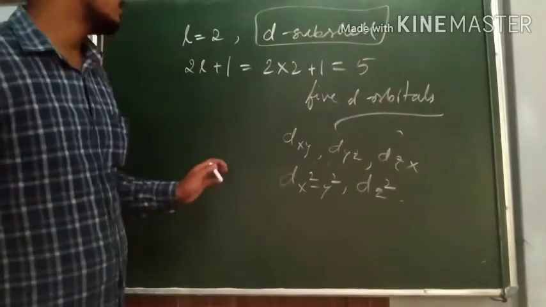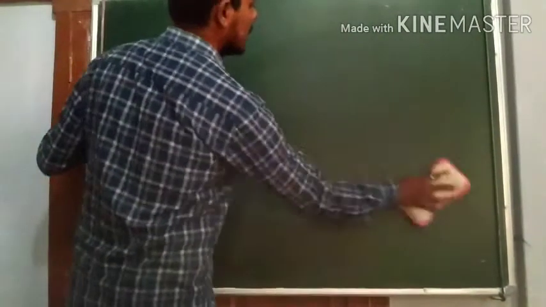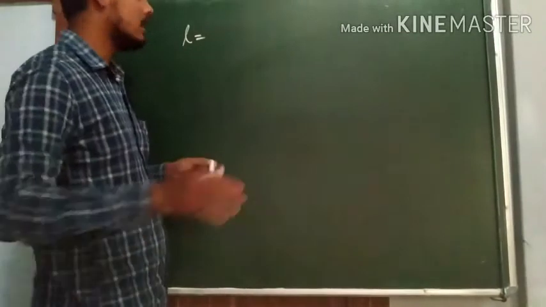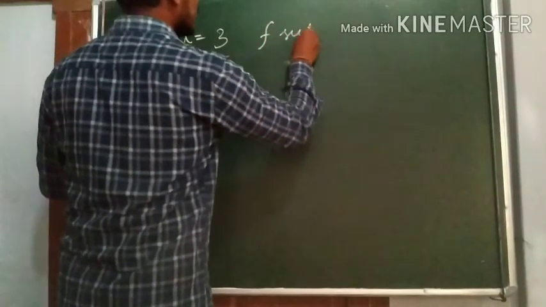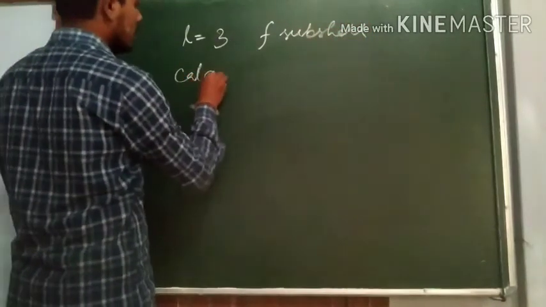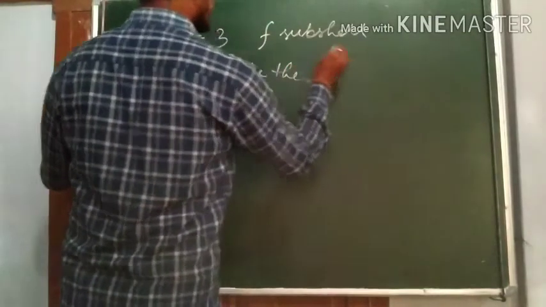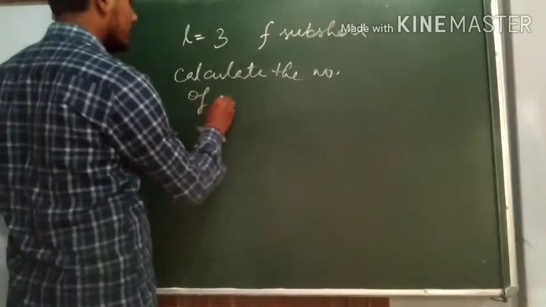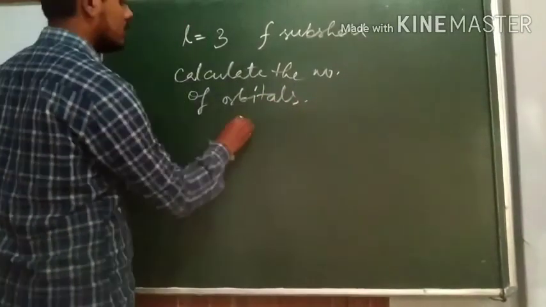Okay, so what you have to do is take L equals 3, that is the F subcell, and calculate the number of orbitals. Calculate the number of orbitals. This is your homework.